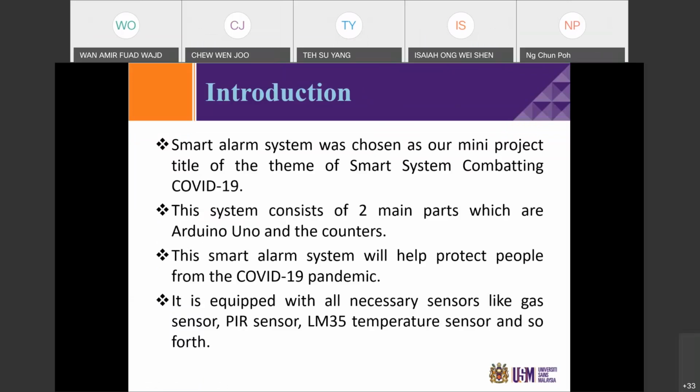Okay, first of all, the main objective for this mini project is to protect people from the COVID-19 pandemic, besides resolving the security problems faced by the community nowadays. How are we going to achieve this objective?